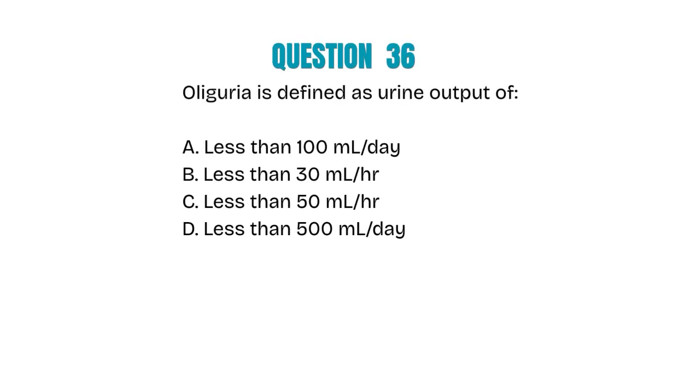Question 36. Oliguria is defined as urine output of A. Less than 100 milliliters per day. B. Less than 30 ml per hour. C. Less than 50 milliliters per hour. D. Less than 500 milliliters per day.